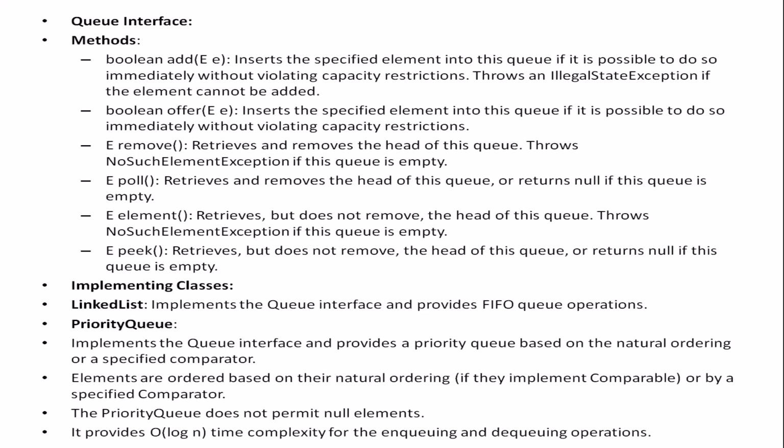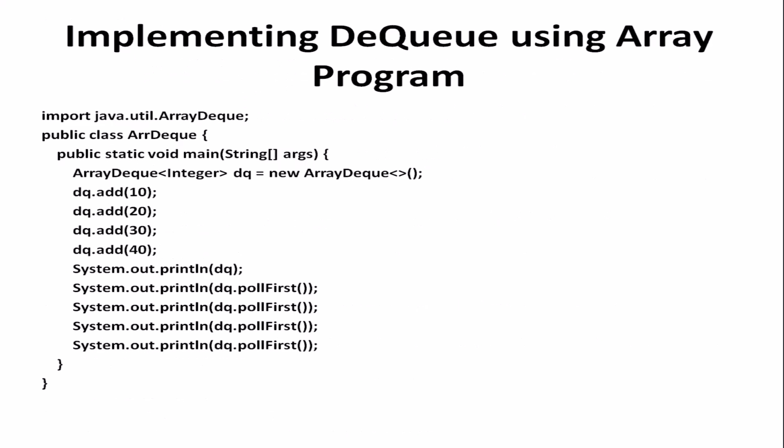It implements the queue interface and provides FIFO queue operations. PriorityQueue. It implements the queue interface and provides a priority queue based on natural ordering or a specified comparator. Elements are ordered based on their natural ordering or by a specified comparator. The priority queue does not permit null elements. It provides order of log(n) time complexity for the enqueuing or dequeuing operations.